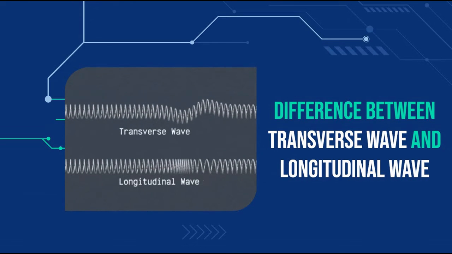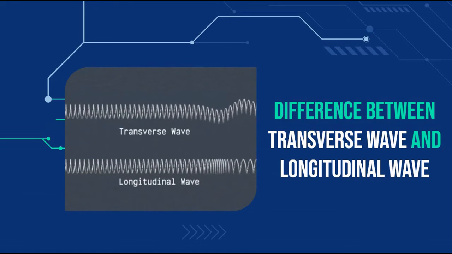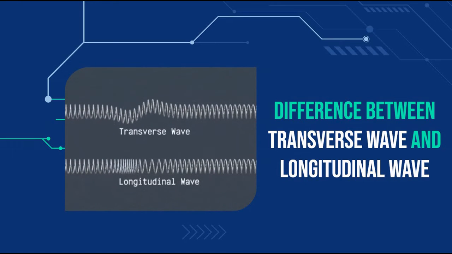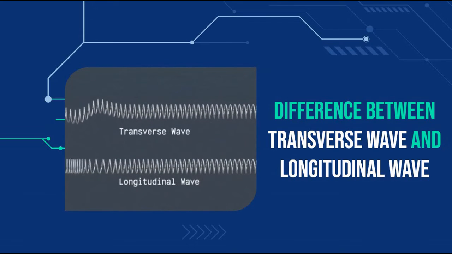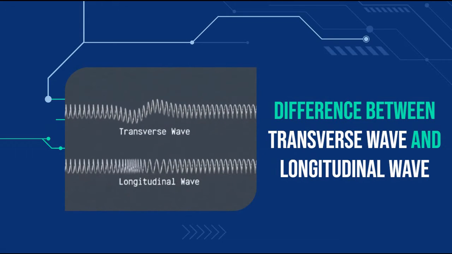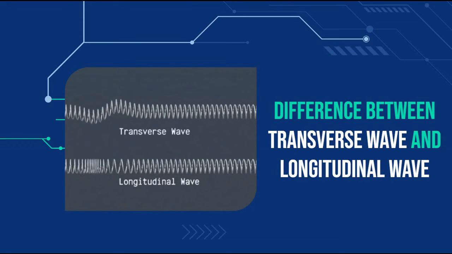In the transverse wave, you can see that there is an up and down motion of that slinky, but in the second one, the longitudinal wave, there is only parallel movement. There is no up and down movement, only straight movement. By remembering this, you can easily remember both transverse and longitudinal waves together. They are contrasts, opposite to each other. So remember the basic difference between transverse waves and longitudinal waves.